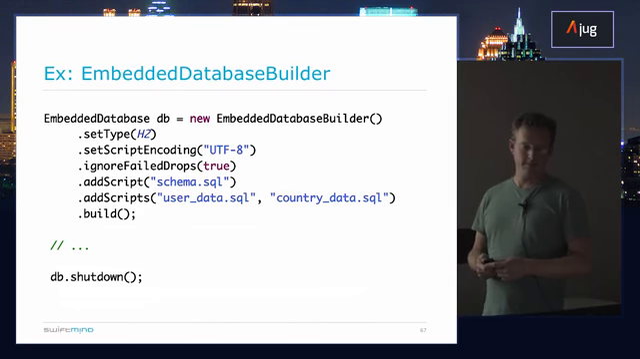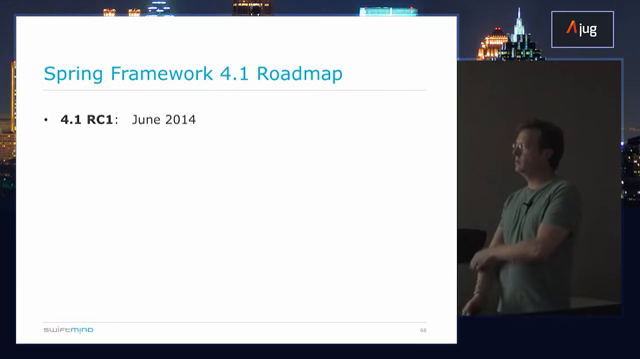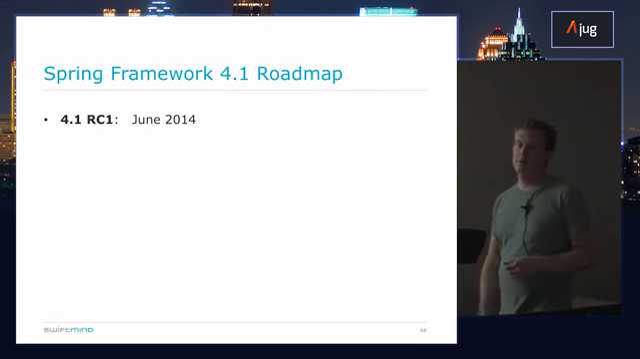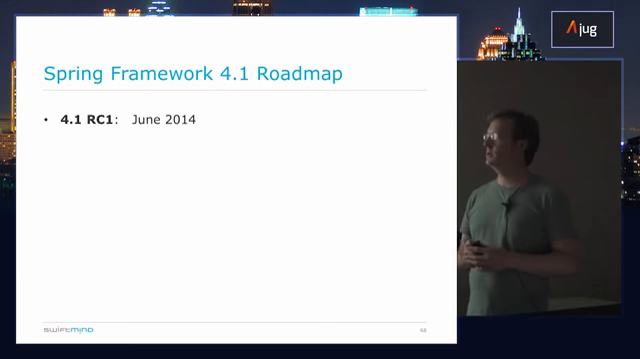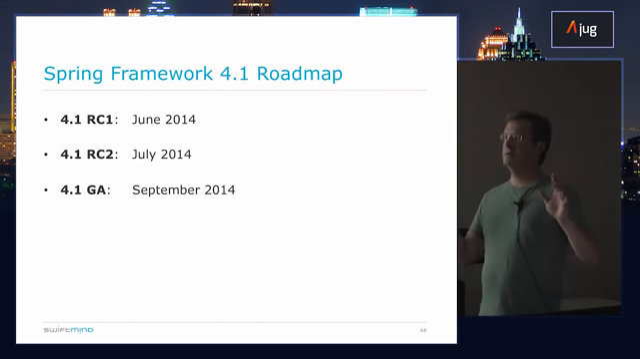So, roadmap. We hope to release RC1 in June of this year. So not having any milestone releases, just going straight to an RC1. Then RC2 followed up in July, so probably towards the end of July, with approaching Spring 2GX, you might imagine 4.1 GA coming out sometime in September.